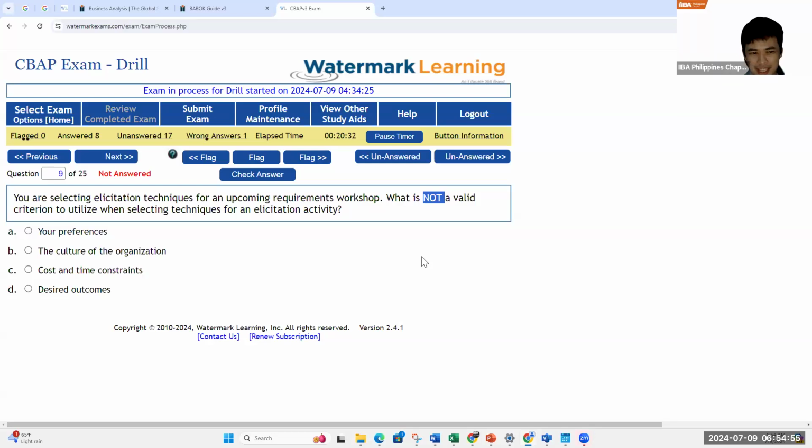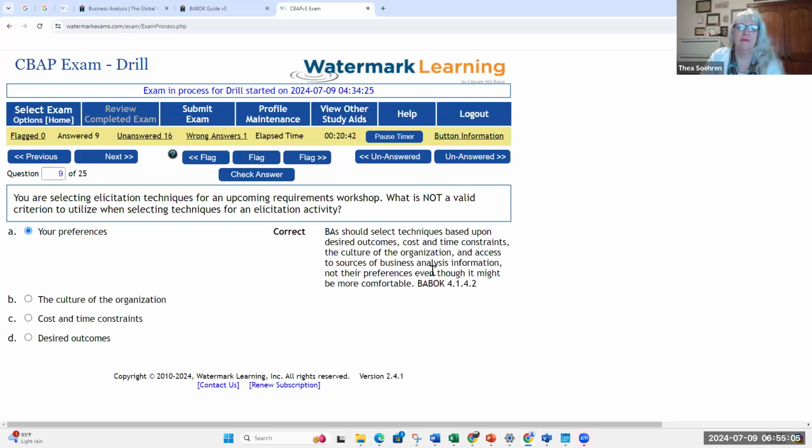EJ says it's A. Okay, got 1 vote for A and 2 Faith votes agrees for A. Okay. So it's A. The BA should select techniques based upon desired outcomes, cost and time constraints, and the culture of the organization, and access to sources of business analysis information, not their preferences, even though it'd be more comfortable.